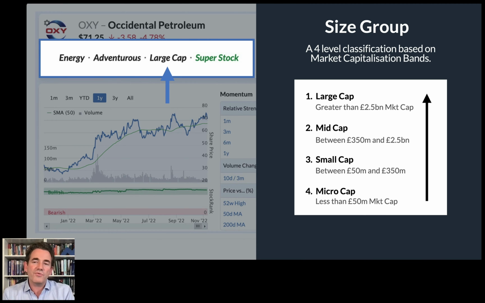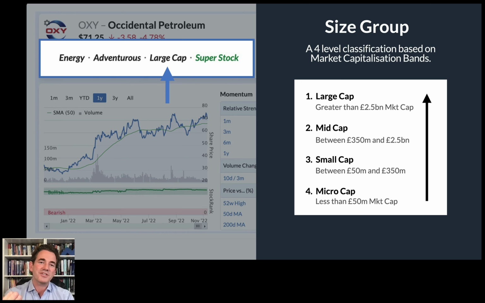And moving on, the size group. Many people love small caps, and small caps are one of the really great parts of the market to invest in, but only if you buy the quality stocks. You must buy quality small caps. It's the junk small caps which crush investor returns.